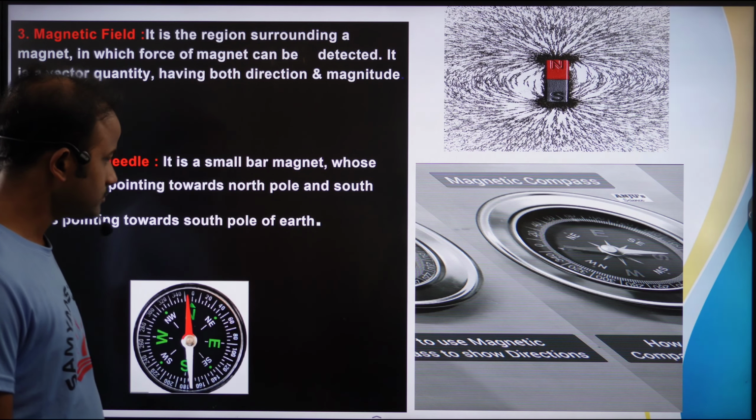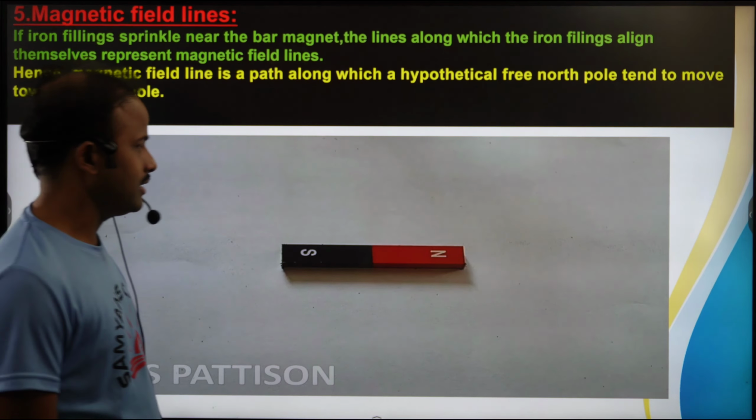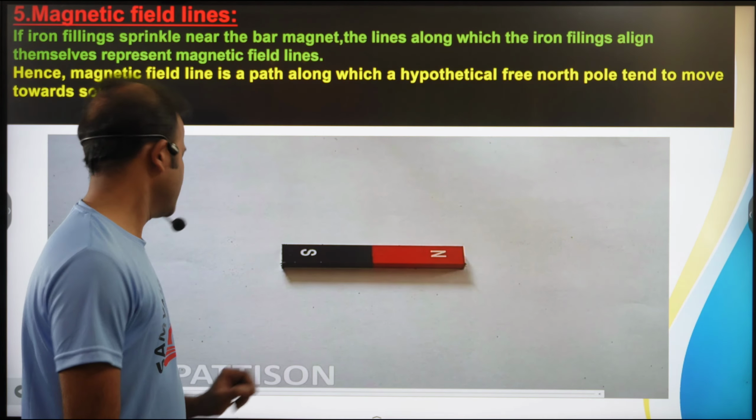Okay, now magnetic field lines. Before going to this, what are the magnetic field lines? Then how can we understand those magnetic field lines? Let us take one bar magnet here.